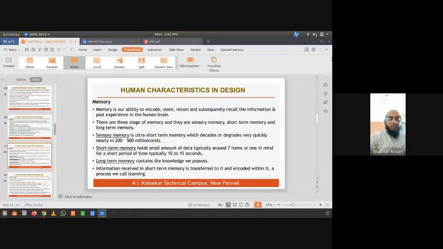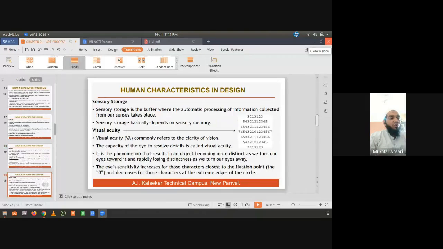Then regarding memory, so we must have a good amount of memory. We must have sensory memory, short term memory. हर किसी में होती है, but अच्छे से उसको आना चाहिए. Short term memory and long term memory. Then sensory storage. Okay, so sensory storage is basically depend on the sensory memory. तो जो information हमारी वाया डिफरेंट हमारे सेंसेस के थ्रू आती है, तो वो हमारी सेंसरी स्टोरेज में जाती है.